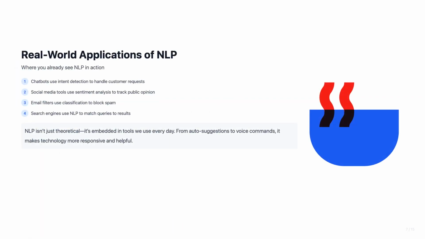Let's look at where NLP shows up in real life. Have you ever chatted with a customer service bot? It uses intent detection, spotting whether you want a refund, track an order, or reset a password. Then there's social media monitoring. Companies scan tweets and reviews to see how people feel about a new product. That's sentiment analysis in action. Your inbox uses text classification to flag spam before you see it. And when you search online, NLP helps Google understand what you're really looking for, even if you don't type the exact words. These aren't futuristic ideas, they're tools you interact with daily.